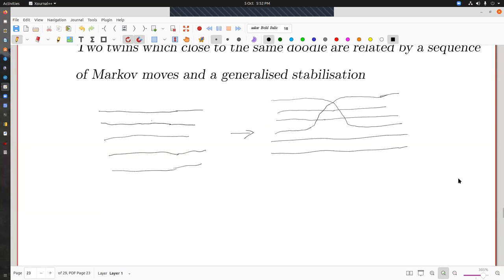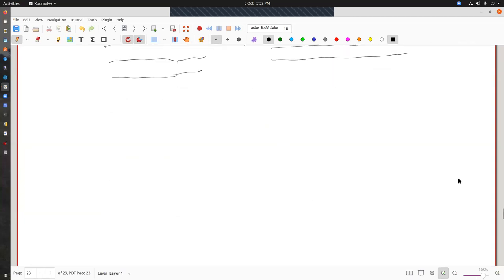So how do I know this is necessary? Well, we go back to our original example of T1, T2 squared. So this would be T1, T2, and then T1 again, and T2 again. As I say, it's easy to show that the closure of this is trivial, but you cannot get from here to the trivial doodle, just one arc.